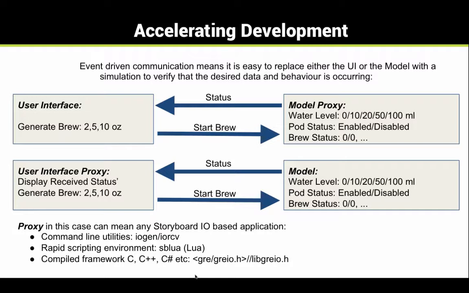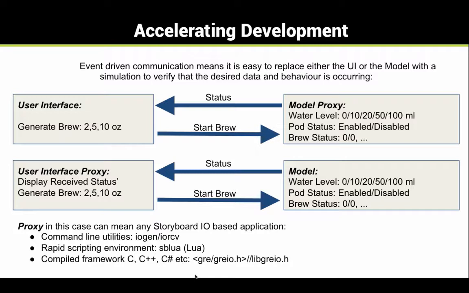And so that's what we're going to do right now, right? This is where we look at how we accelerate this development process. And we're going to leave the slides at this point, and we're going to jump into Storyboard itself. We're going to plumb up the user interface for this coffee machine using the events that we've defined. We're going to see how that looks. And I'm going to be using Storyboard 5.2.